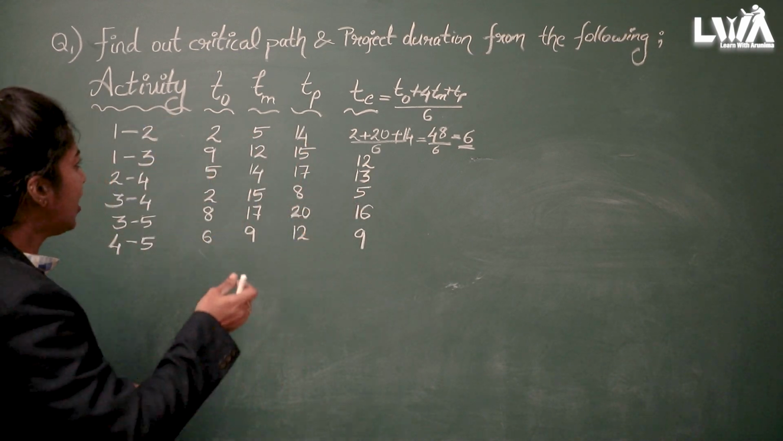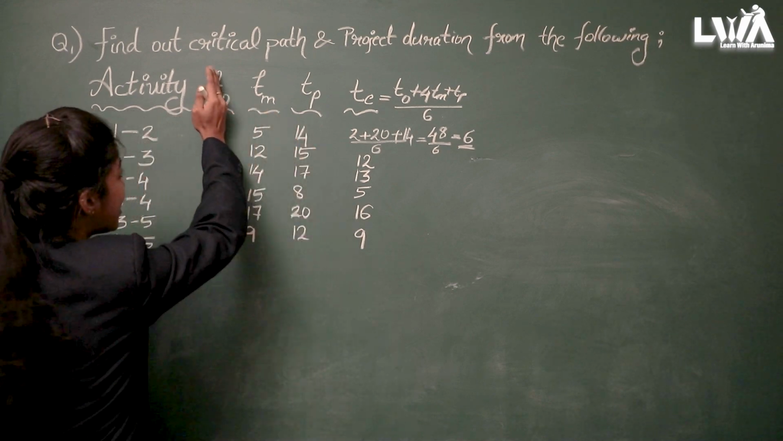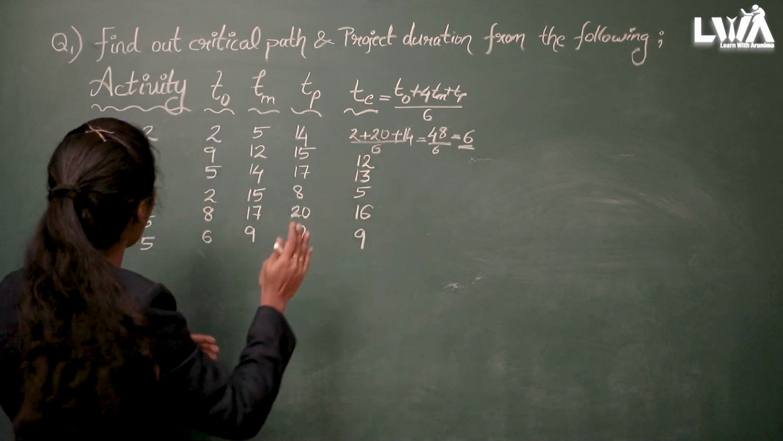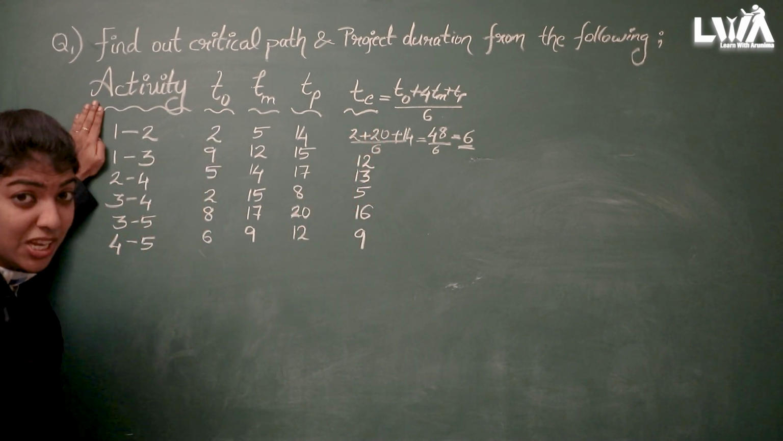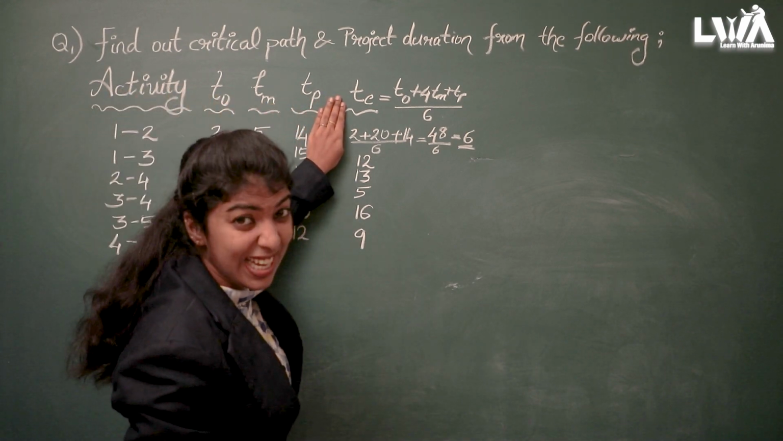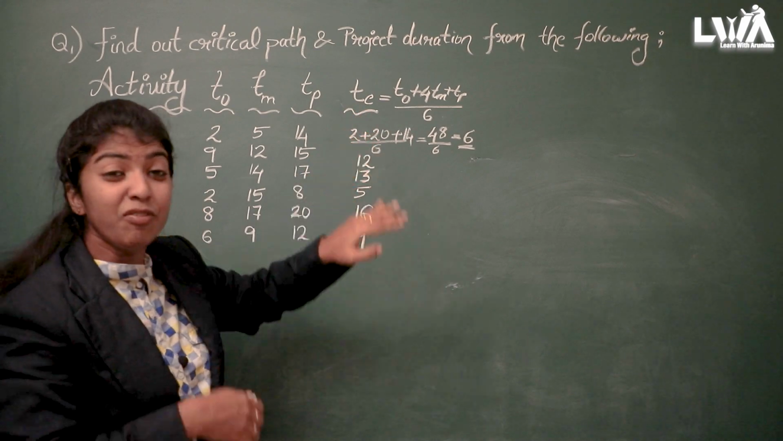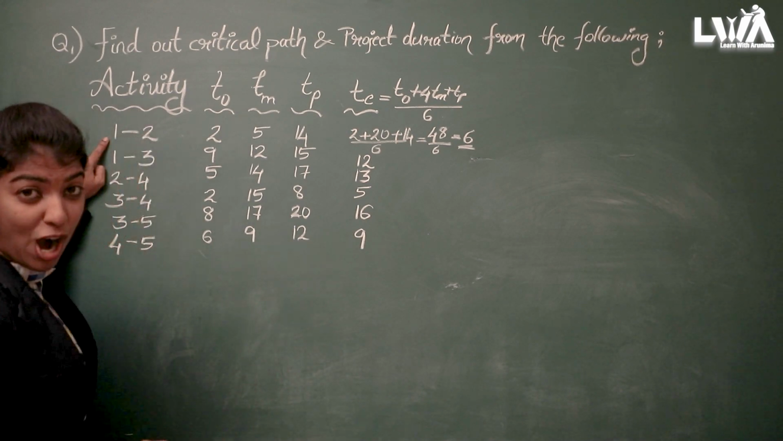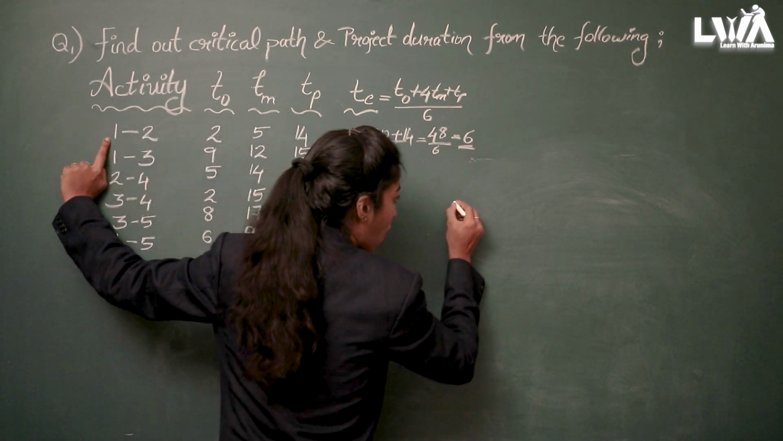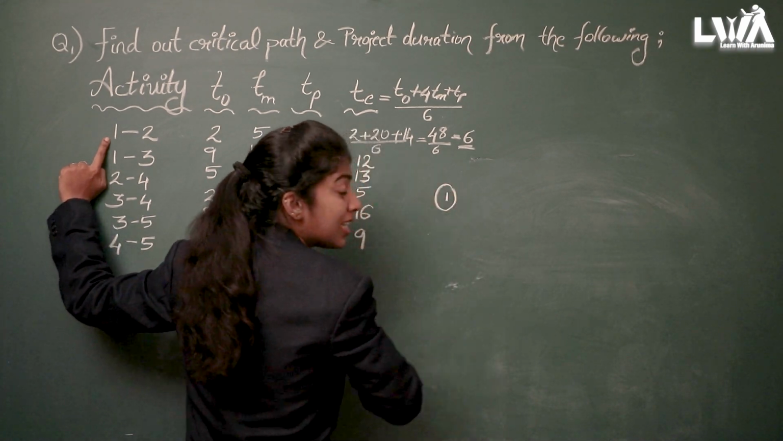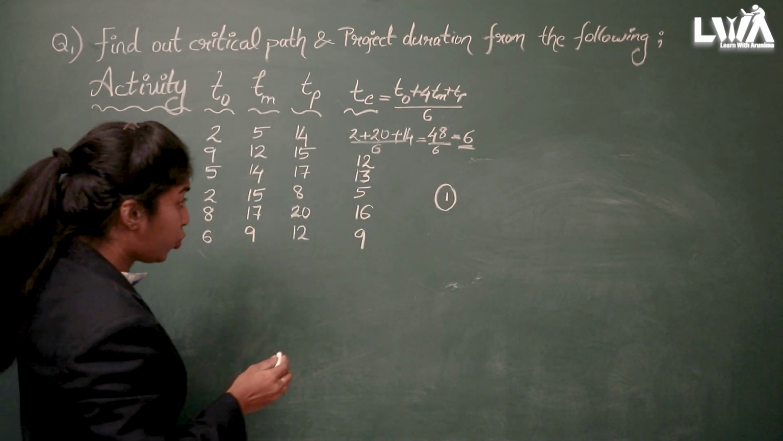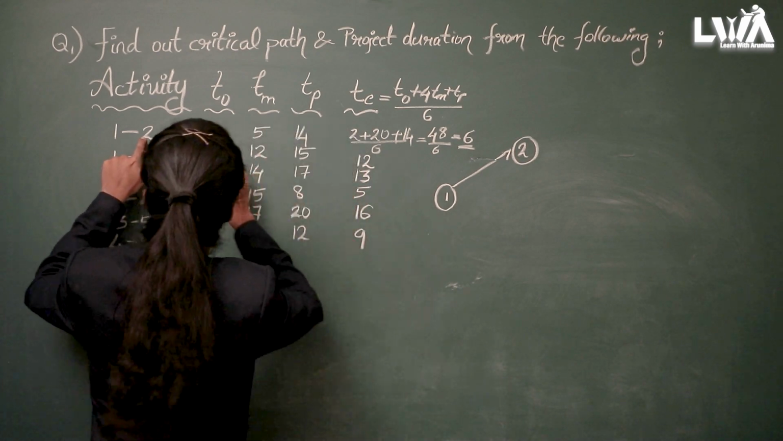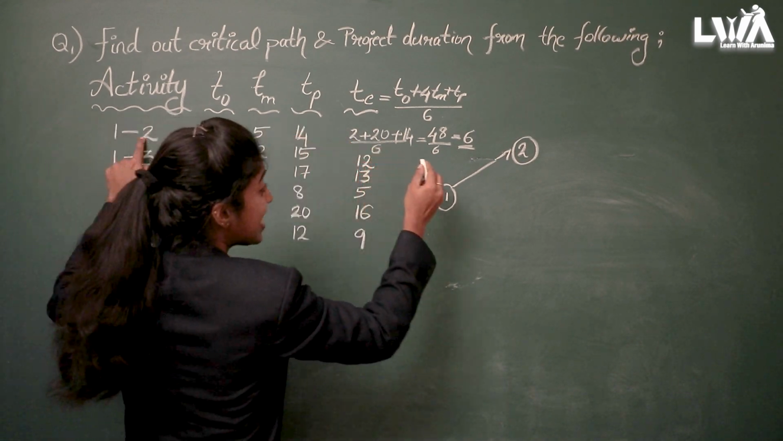Now we can forget about these three columns. The usage of these three columns is completed. This completely defines the TE value. Okay, now we have to look at this activity region and this TE, that is, the expected time region, and we can draw the project diagram. The project diagram starts from 1, right? Just draw 1 and put a circle here. From 1 to 2, simply with logical skill. And what is the duration for 1 to 2? It is 6.